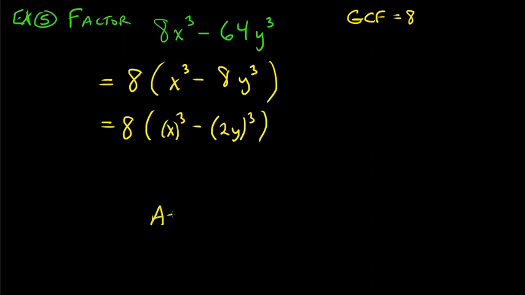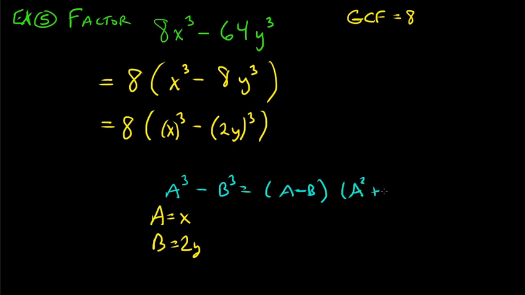So that tells me my capital A is little x, and my capital B is 2 times little y. Now we're always using lowercase x and y, so I'll just say B is 2y, A is x. And hopefully you wrote down, oops, that's a cube now, A cubed minus B cubed is A minus B times A squared plus AB plus B squared. Make sure you know that. So now we're just going to apply that here.